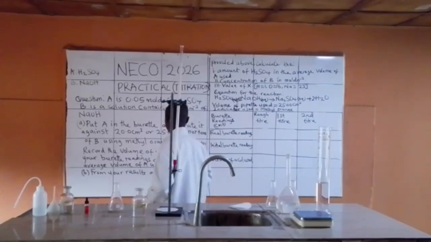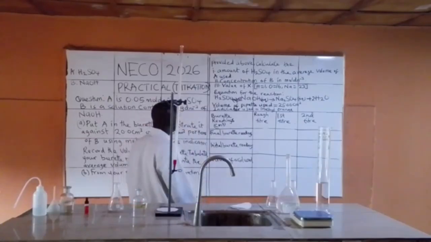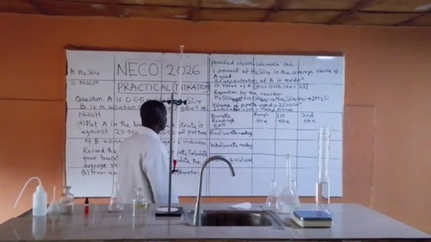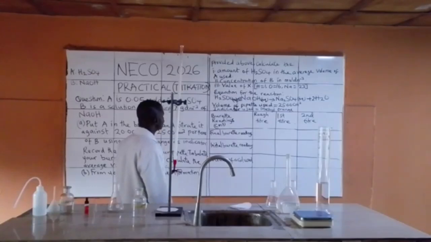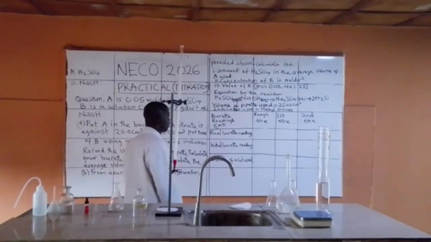Tabulate your burette readings and calculate the average volume of A used. From your results and the information provided above, calculate: 1, the amount of H2SO4 in the average volume of A used; 2, the concentration of B in mol per dm³; 3, the value of X.